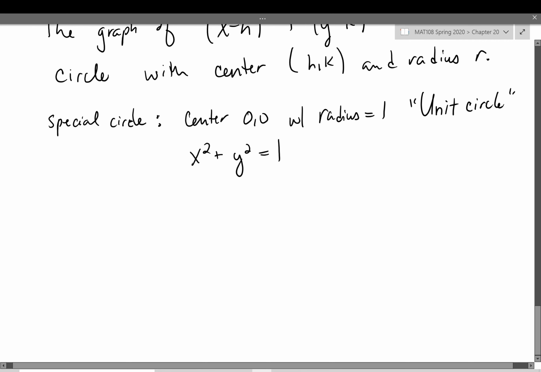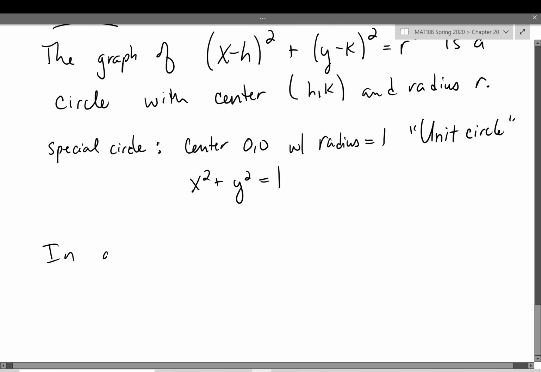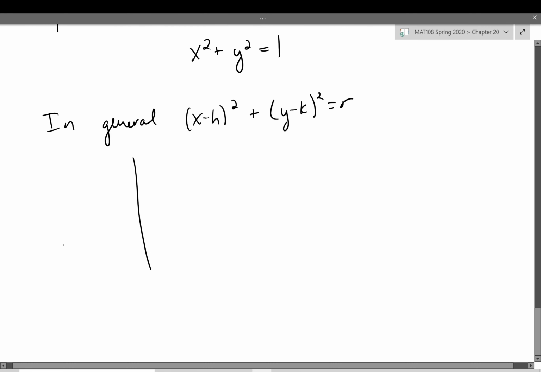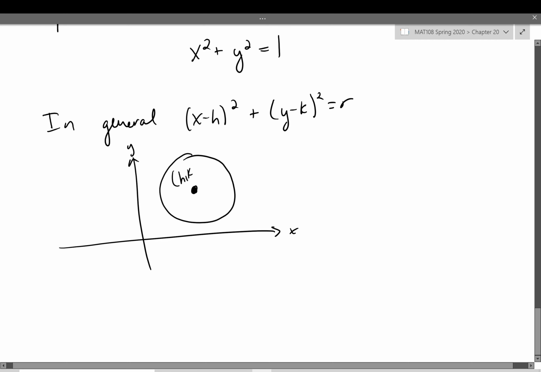All right. So, in general, x minus h squared plus y minus k squared equals r squared will look like this when you graph it. So here's x, here's y. I'm going to just draw a circle. Here's our center, that's h comma k. There's our radius r. And that is going to be any point on the circle, x comma y. So in general, that's what it looks like when we graph it.